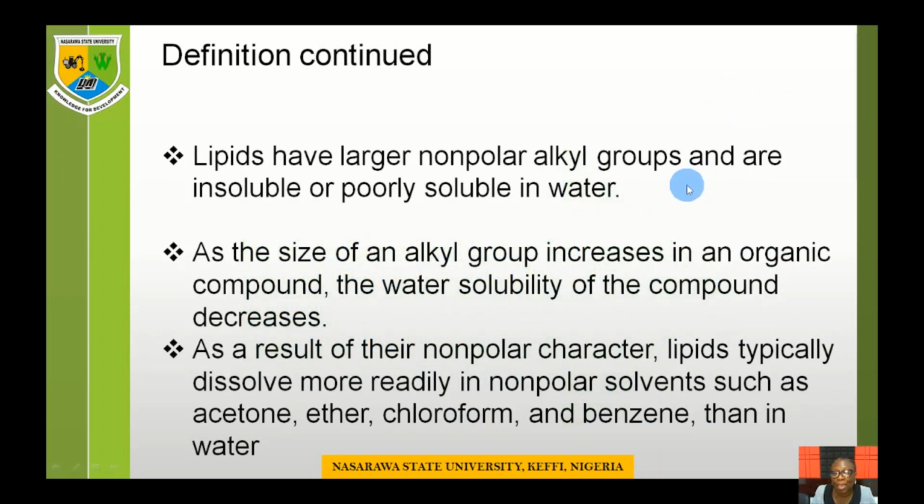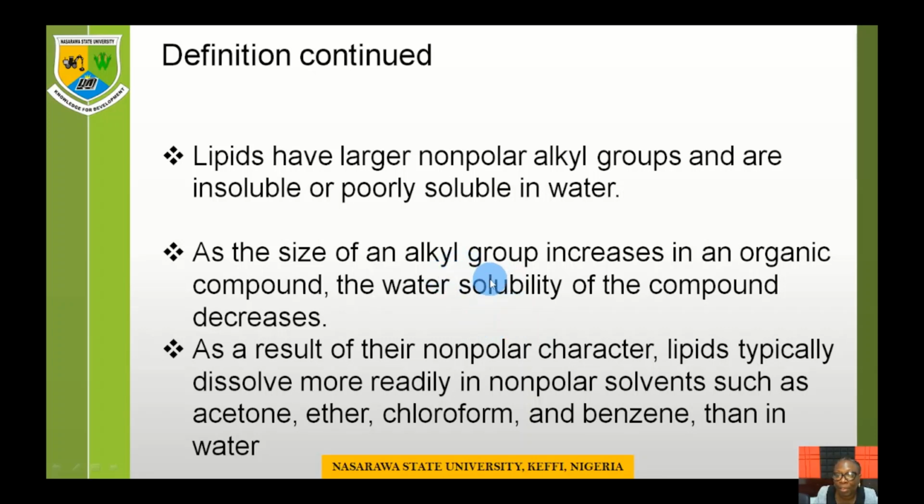And they are insoluble because they have larger non-polar alkyl groups. These alkyl groups make them insoluble or poorly soluble in water. So as the size of the alkyl group increases in an organic compound, the water solubility of the compound decreases. So the increase in size of alkyl group will contribute to the insolubility of the lipid inside water.